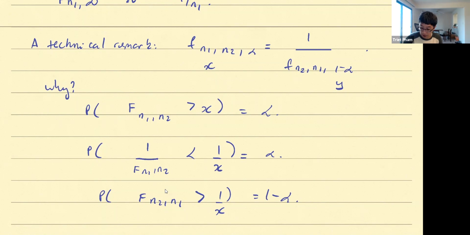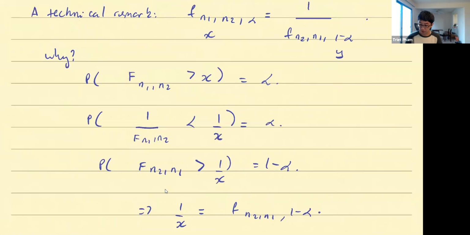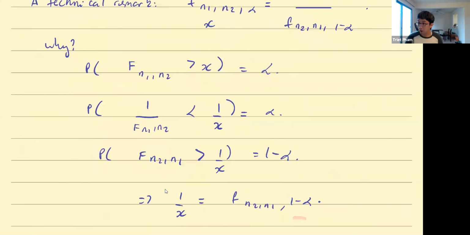But that exactly is, so by this I mean y. Y is just the bottom here, not the whole thing. So that means 1 over x is f and 2 and 1 minus alpha. And that's it. So x is 1 over that.